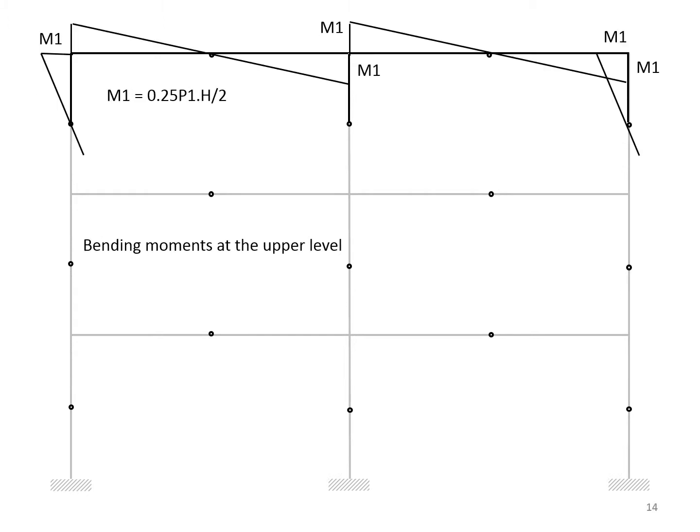And here is the bending moment diagram with M1, as we said, equal to 0.25 P1 H over 2. You notice that the middle column does not receive any bending moment because it is a perfect symmetric frame.